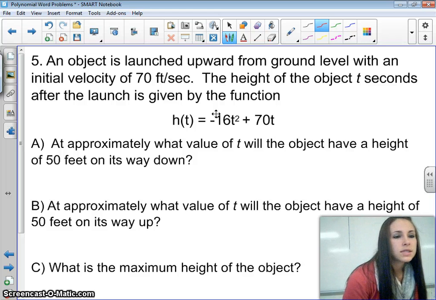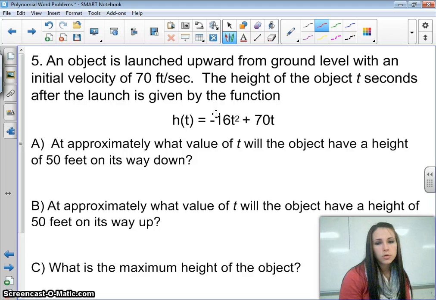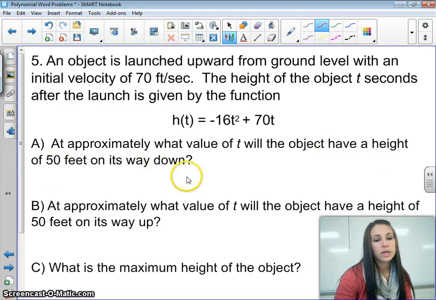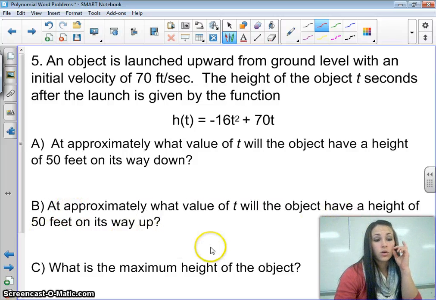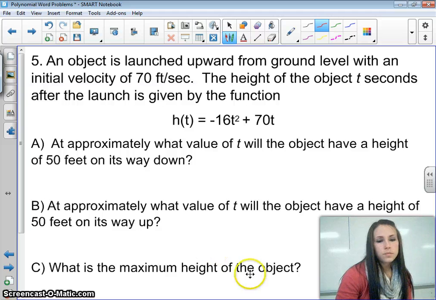Number 5 says, an object is launched upward from ground level with an initial velocity of 70 feet per second. The height of the object t seconds after the launch is given by this function. At approximately what value of t will the object have a height of 50 feet on its way down? And then part B says, at approximately what value of t will the object have a height of 50 feet on its way up?